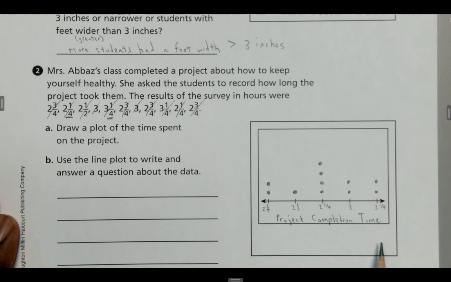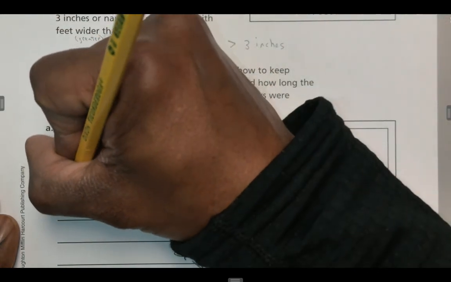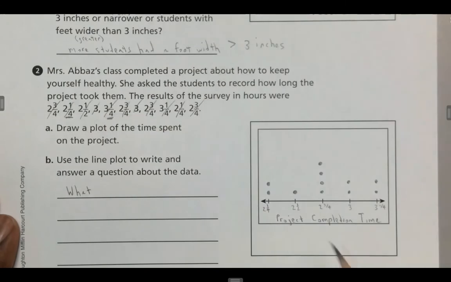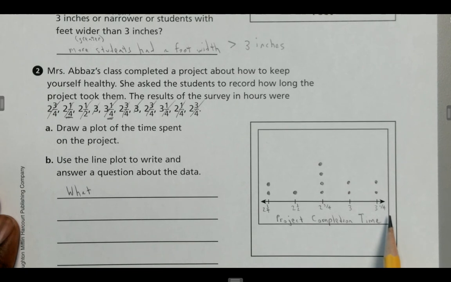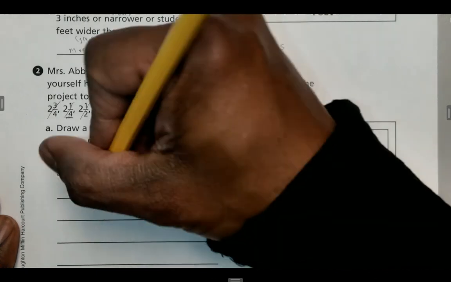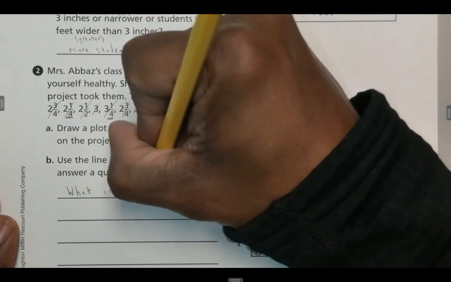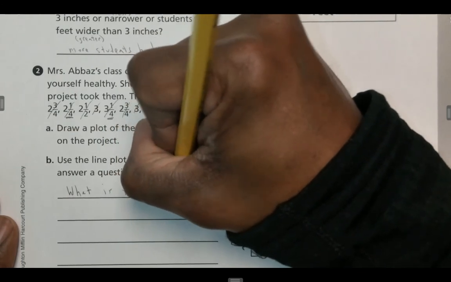Okay. I might say, and there's a bunch of questions that you could generate from this data, but I think I'm going to ask the question, what is the difference between the maximum amount of time versus the minimum amount of time students spent on this project? Or maybe I'll use most and least.